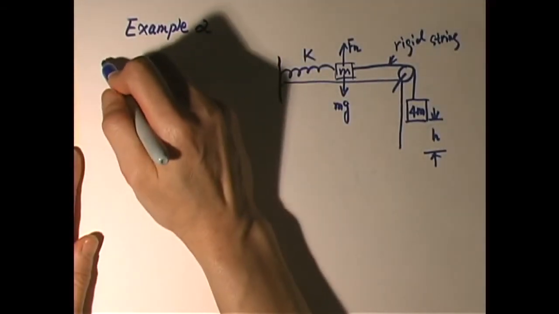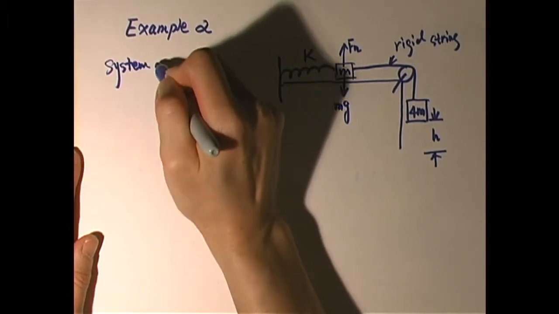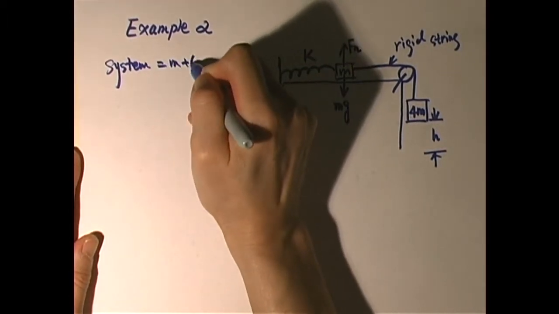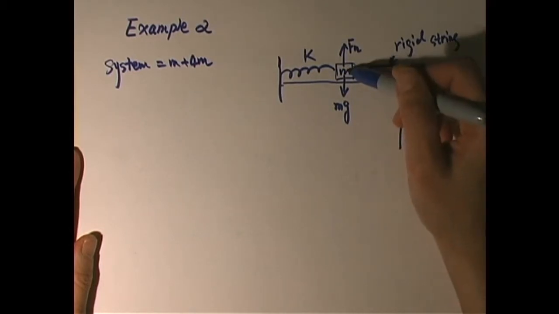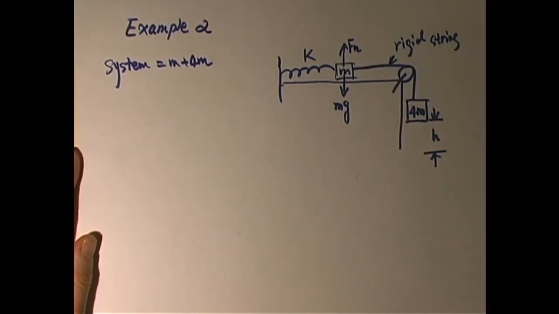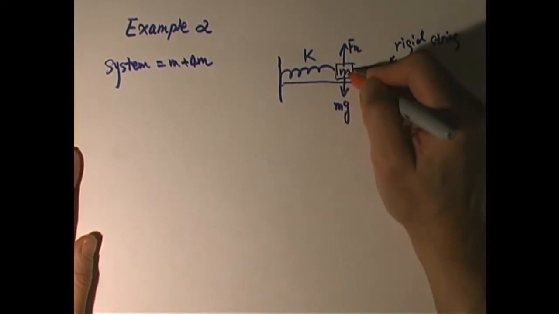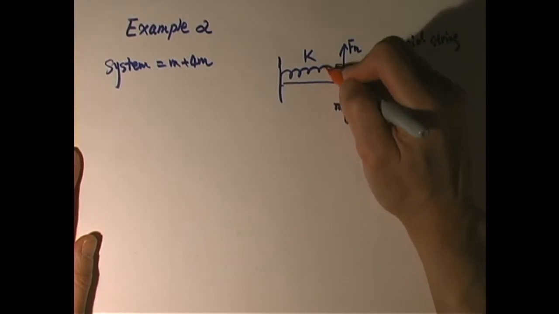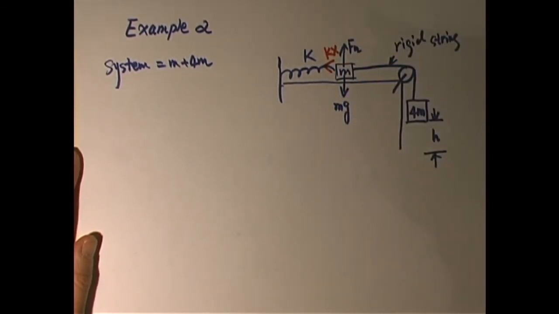So we have to define our system. Define our system as M plus 4M. And also we have to look at when the 4M starts to drop and this M moves to the right, how many forces are on them. We already drew these 2, but when the M moves to the right, we should add one more, which is the Kx force, the elastic force.